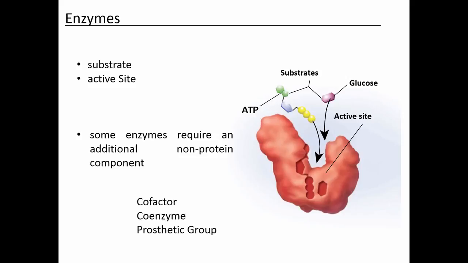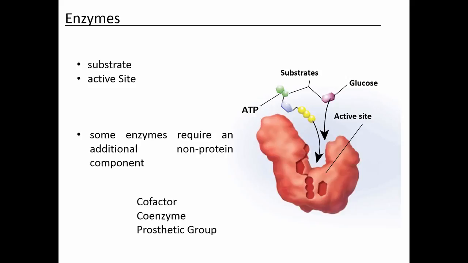Okay, in addition to those things, some enzymes, not all enzymes, will require additional non-protein components. The important thing to realize is that if an enzyme has one of these non-protein components that we're going to talk about, which is either a cofactor, a coenzyme, or a prosthetic group, the enzyme can't act without it. So if it requires one of those things, then it can't act without it. A cofactor is simply any non-protein molecule or ion that's required for the proper functioning of an enzyme.